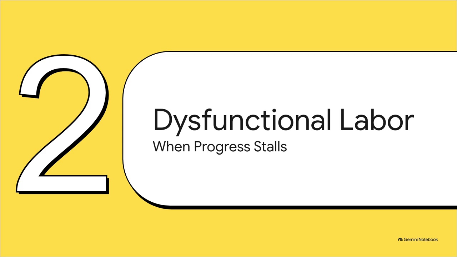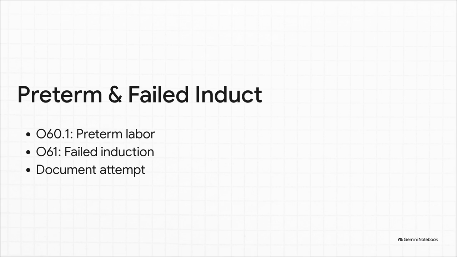Section 2, Dysfunctional Labor and Induction, When Progress Stalls. Let's zoom into those distinct categories where labor just doesn't go exactly as planned. Looking at the first two categories, O60 is what covers preterm labor, specifically O60.1 when spontaneous preterm labor actually results in a preterm delivery. But O61, that one is fascinatingly specific. It's used purely for a failed medical or surgical induction. The catch here is that the documentation must explicitly prove an induction was actually attempted and that it failed. If there's no documented attempt, you literally cannot use O61.